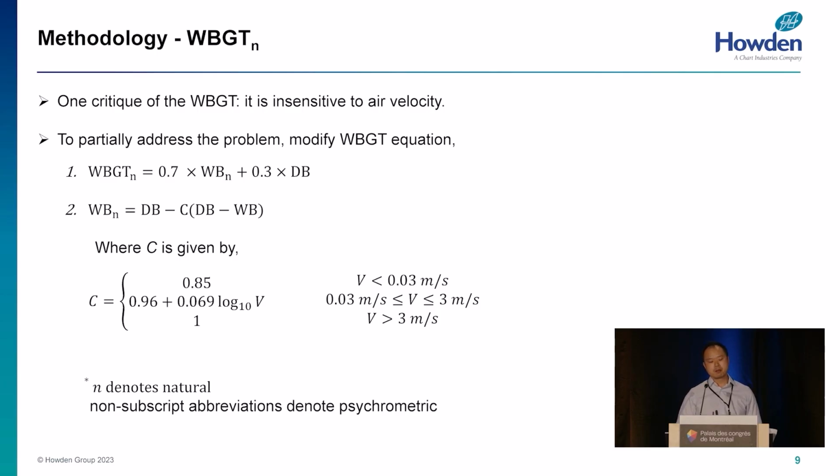The second variable that I want to talk about is the natural version of the wet bulb globe temperature. The main criticism of the standard version of wet bulb globe temperature is that it is rather insensitive to changes in air velocity. So to address this deficiency, I incorporated a correction factor to the standard equation of the wet bulb globe temperature. And all that is, I've introduced into that equation what's known as the natural wet bulb temperature. It's a correction factor to the psychrometric version of wet bulb based on three regimes. So how we interpret this is when the air velocity exceeds 3 meters per second, the natural wet bulb temperature reverts back to the psychrometric version, and then we arrive at the standard form of the wet bulb globe temperature.